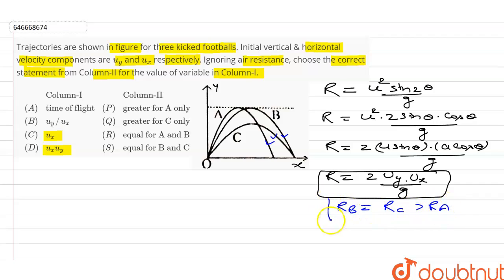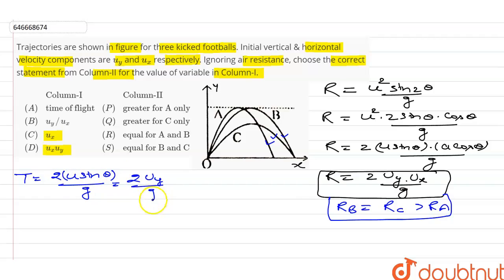The range of particle A is less than the range of particle C, but the range of particle C is equal to the range of particle B. After that, if we talk about the time of flight, T is equal to 2u sine theta divided by g, and u sine theta is uy. So T is 2uy divided by g. So this is the formula for time of flight.